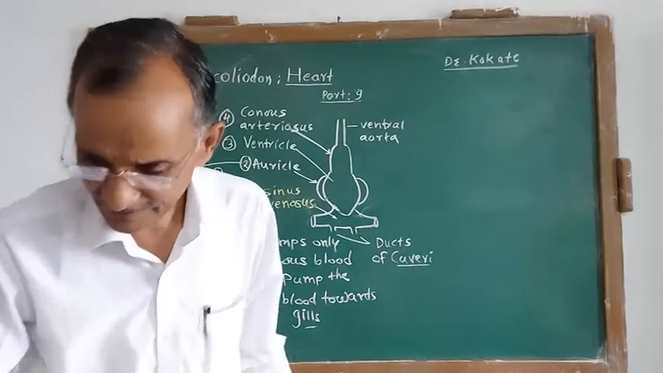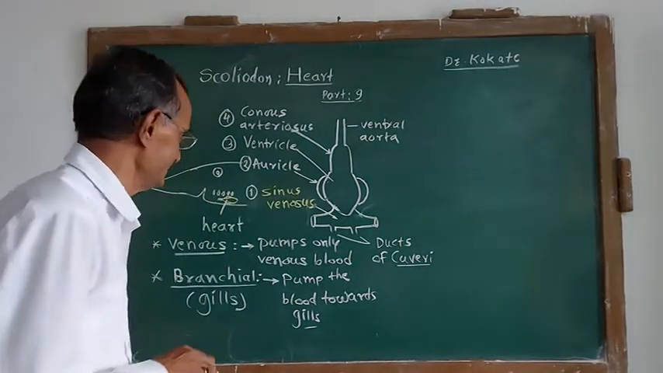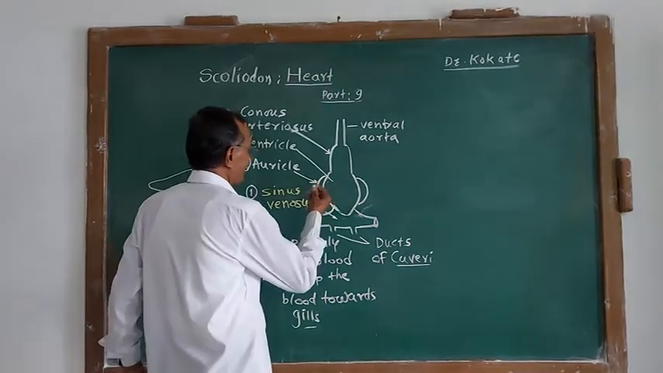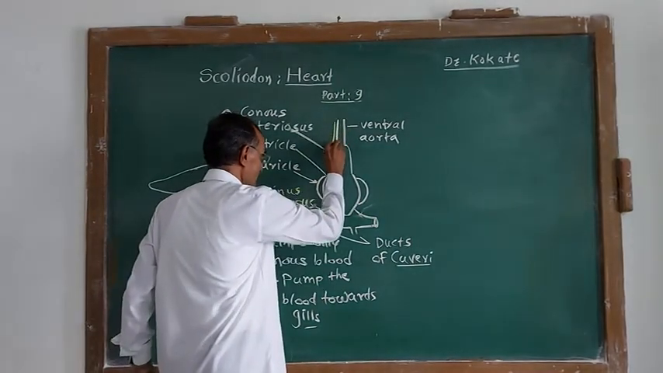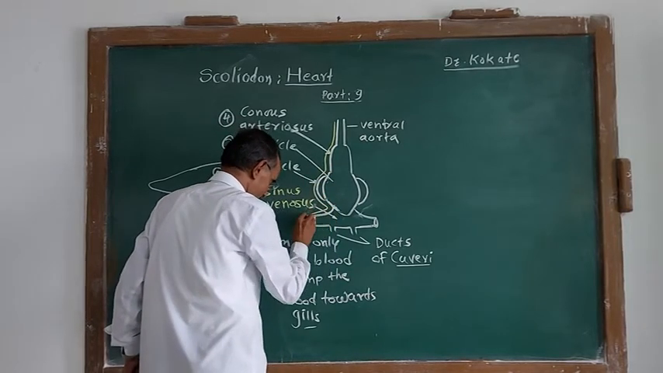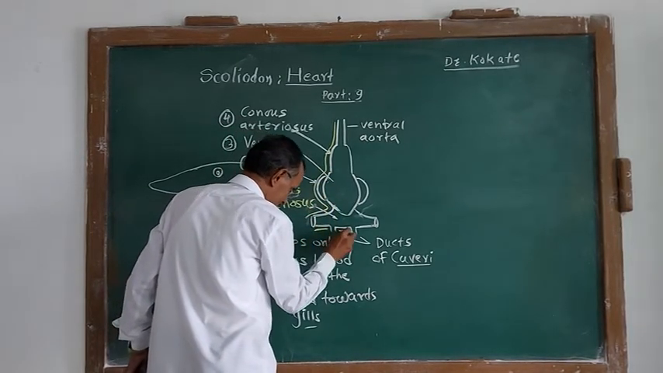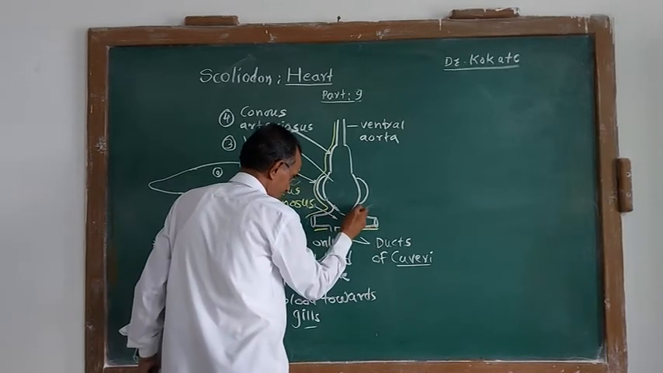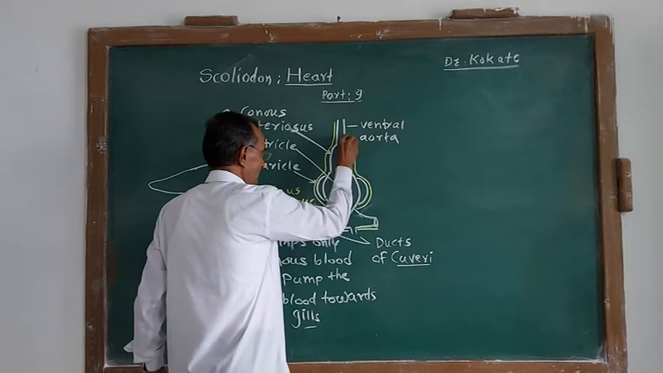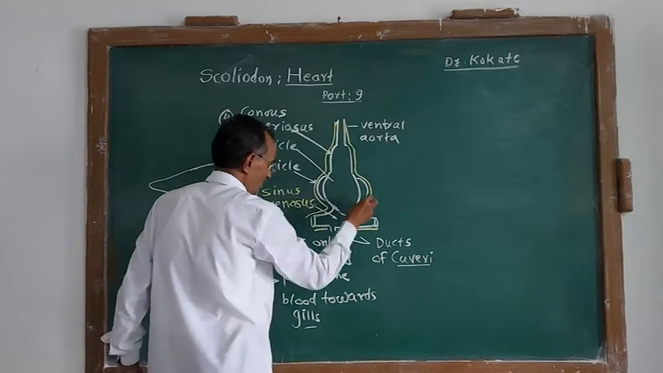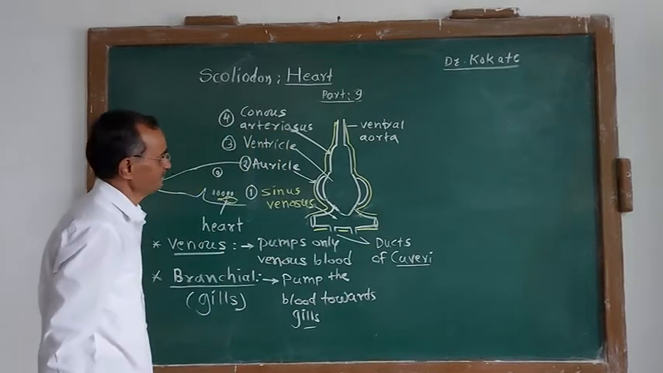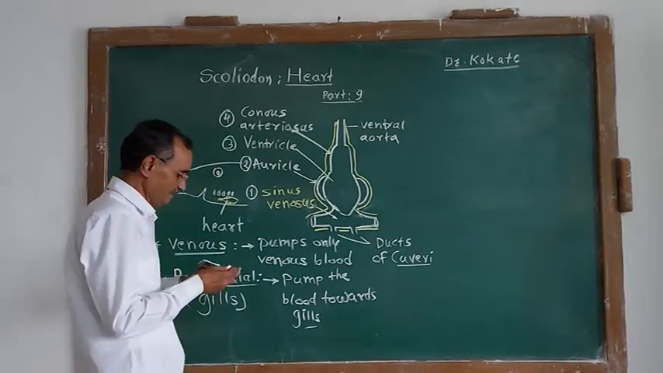Now this heart is present at the ventral side, so how is it protected? It is protected by a covering, and this covering is like this. This is the covering which protects the heart in this manner. This covering of the heart is called the pericardial membrane. What is its name? It is called the pericardial membrane.